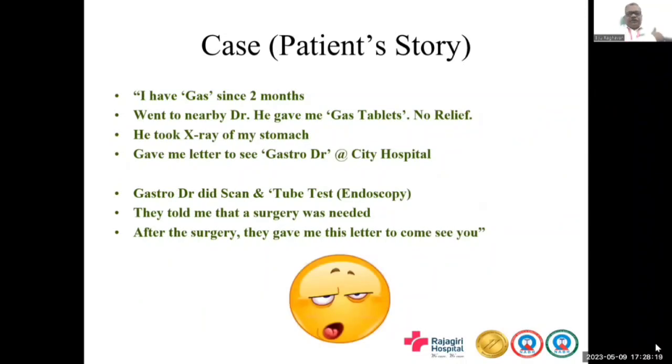However, when we talk to the patient, we have to hear the story from the patient. This is also part of building up a relationship.